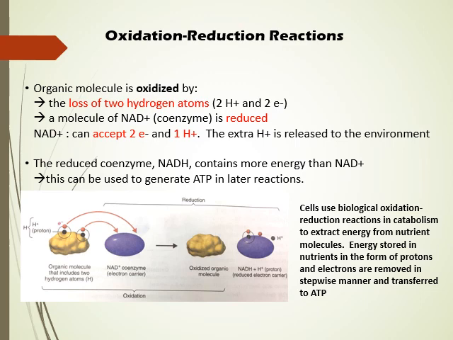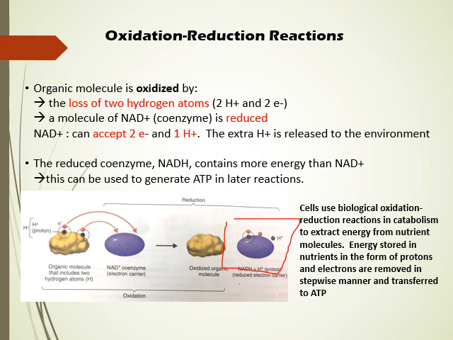Note that NAD plus can accept two electrons and one hydrogen atom, and the other extra hydrogen is released to the environment. In this case, the organic molecule loses two hydrogens and two electrons. The reduced coenzyme NADH contains more energy than the NAD plus. So this is the reduced coenzyme NADH. It has more energy now than the NAD plus because now it has electrons as an electron carrier, because it is accepting the electrons.